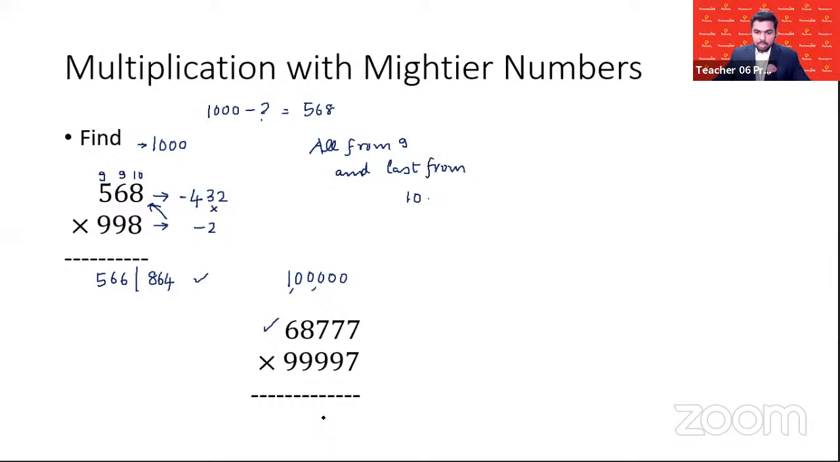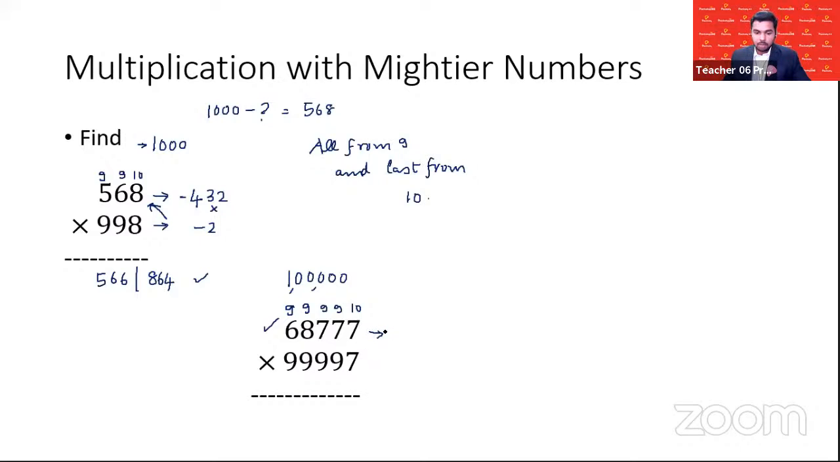Now let us go to the answer of this number. So I can see some answers coming in. Let me do it for your sake. What you're going to do is take all from 9s and the last from 10. So I'm going to write the numbers 9999 and the last number I'm going to write as 10.